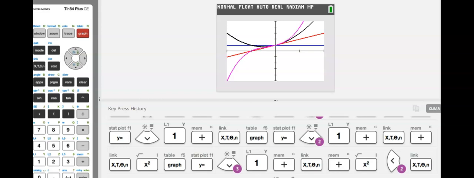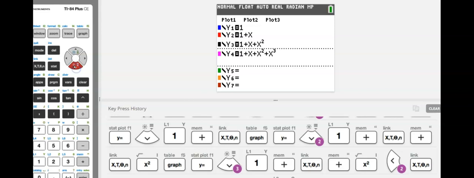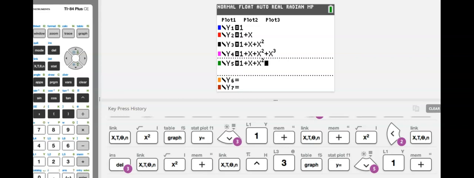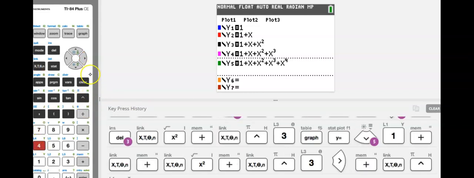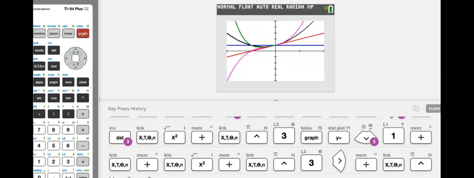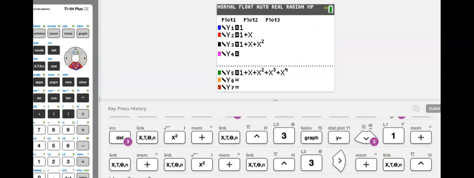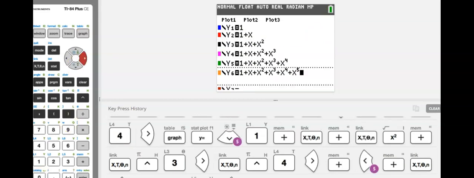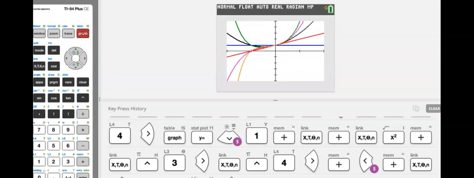I think I wanted to go through a few more, so let me go down here. Graph that. And then one more final one here. That's all of them put in there. Graph that one. And we should look like that.